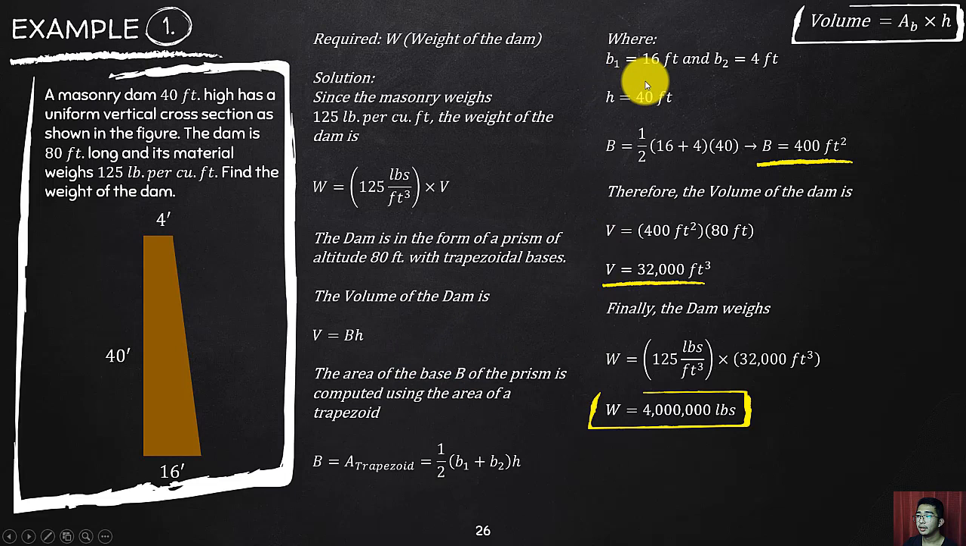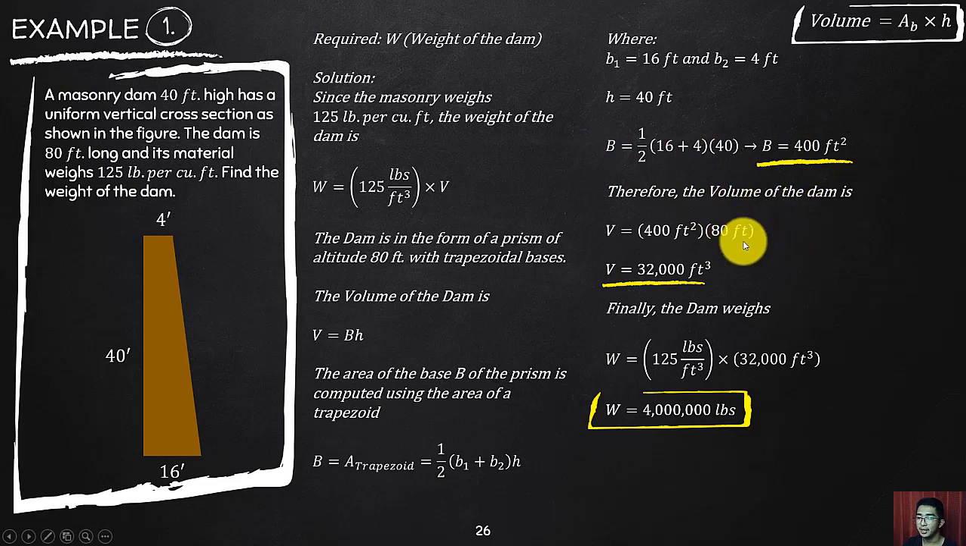So recall a trapezoid has one pair of opposite sides parallel. Where are the opposite sides that are parallel? That is your 4 and your 16. The 40 is a vertical side, but this other side is not vertical, therefore they are not parallel to each other. So the parallel sides are 16 and 4. What is their altitude? That is your 40, because this is a vertical side, these are horizontal, therefore they are perpendicular to each other. So base 1 is 16, base 2 is 4, H is 40, so the area of the trapezoid is 400 square feet.